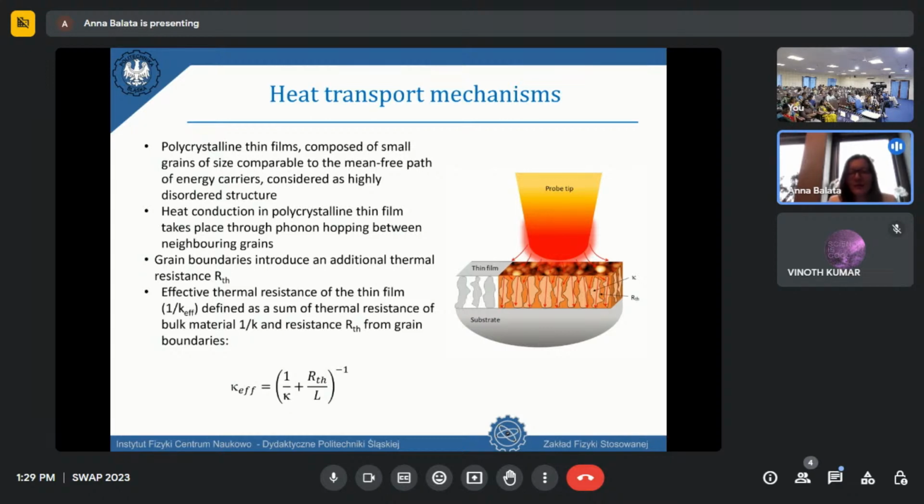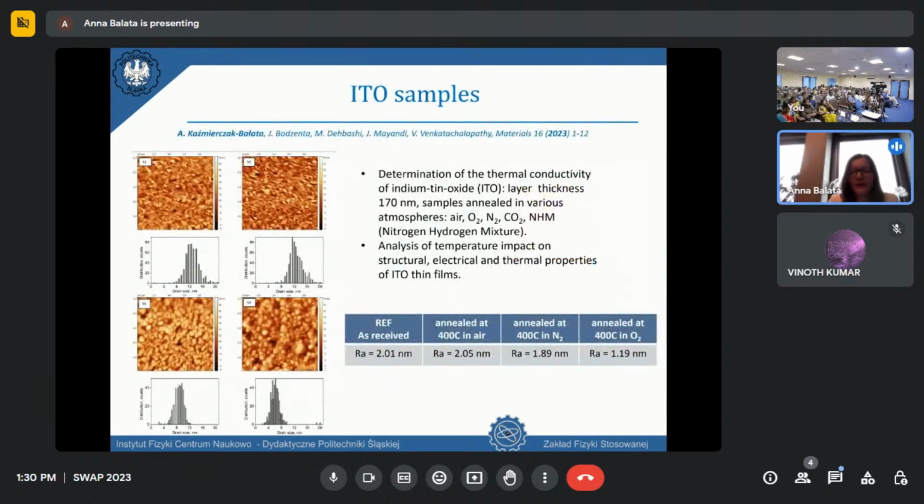So we applied a Hartmann model to determine the grain boundary resistance. We can say that the effective thermal resistance of the thin film is defined as the sum of the thermal resistance of bulk material, in our case zinc oxide, and resistance from grain boundaries, which we were able to calculate. In this picture, we can see the hot thermal tip in contact with the surface of the film. And the last group of samples were indium tin oxides.